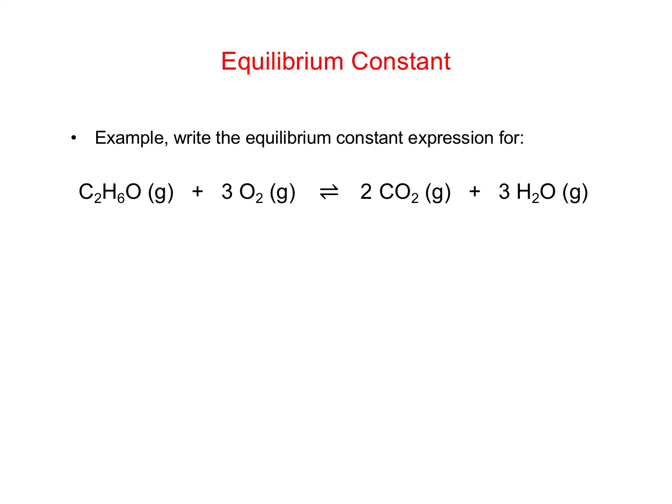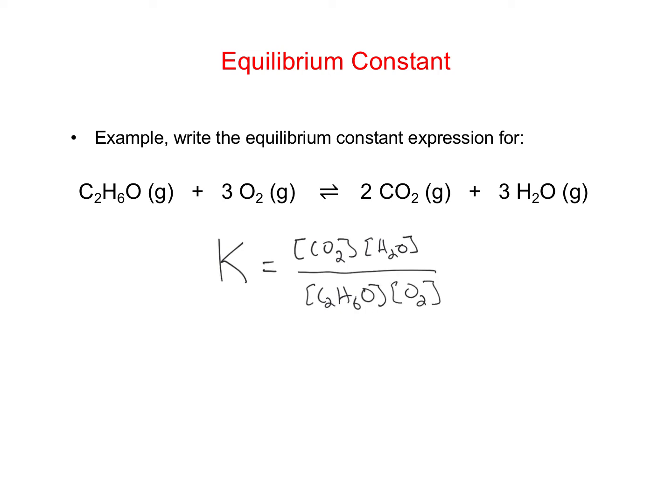Okay, so let's look at an example. Let's write the equilibrium constant expression for this reaction. Our equilibrium constant K is equal to the concentrations of the products. So I have carbon dioxide and water divided by the concentrations of the reactants. So I have the concentration of C2H6O times the concentration of O2.